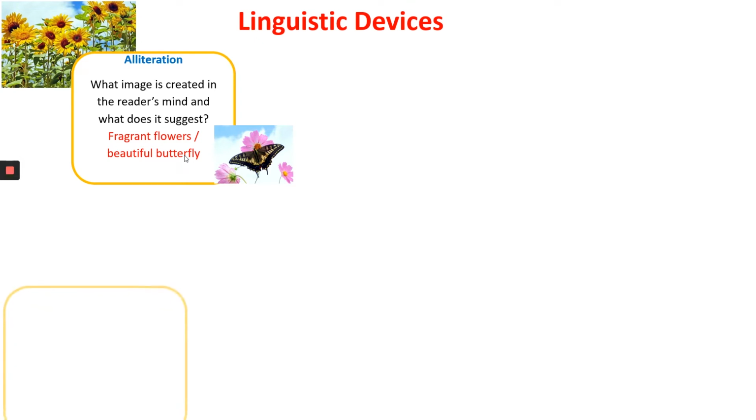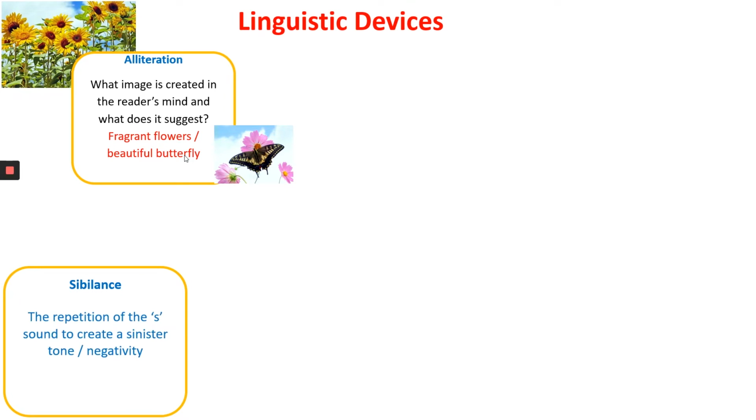Next, I'd like to go on to the sibilance. Now, you do know that the sibilance is a repetition of the S sound. Normally, the sibilance is used to create a sinister tone. It might draw the reader's attention to the danger or the threat that perhaps is going to happen later on in the text, any sort of disaster.